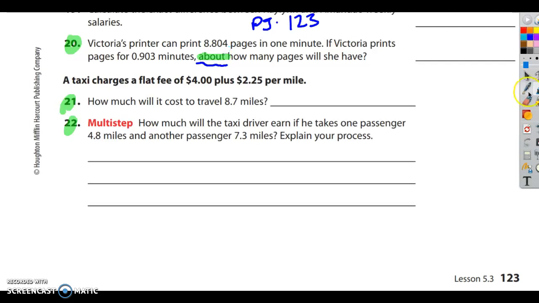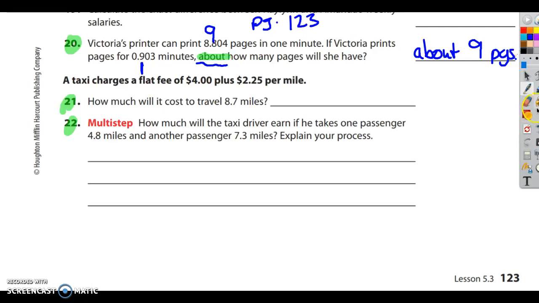So what we're going to do on this one is 8.8 would round up to 9, and 0.9 would round up to 1 whole. And so she's printing pages for about 1 minute, and she can print about 9 pages in 1 minute. That means she can print about 9 pages. It's important to put the word about in your answer. About 9 pages. Cool. Let's move on.